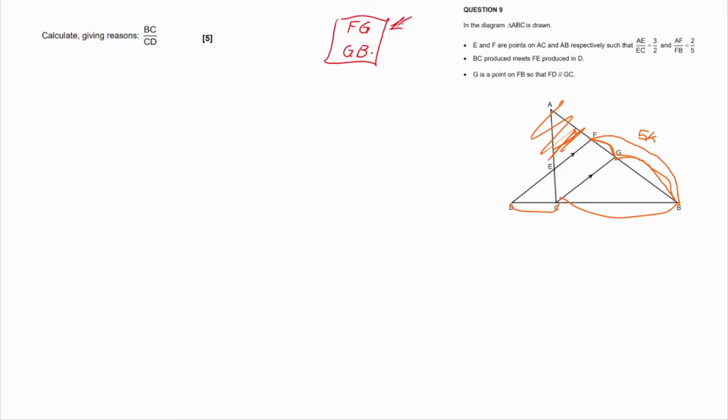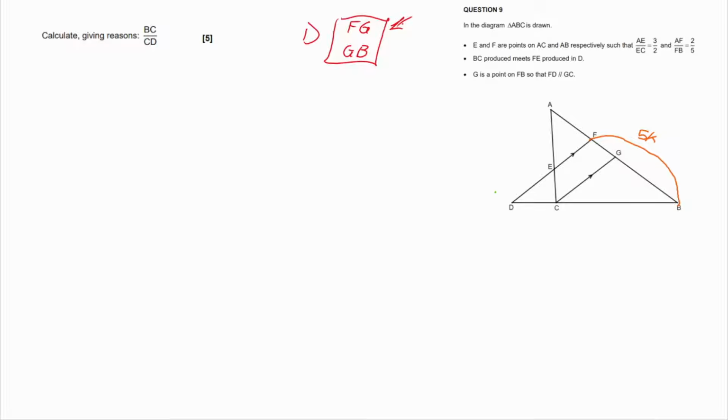So remember, if you're stuck, you ask yourself, what do I need? How do I find it? So step 1, we found out what we need. Step 2, what we're going to be writing over here is, how do I find it? So we need to be thinking that. So how can I find FG and GB? Let's have a think.